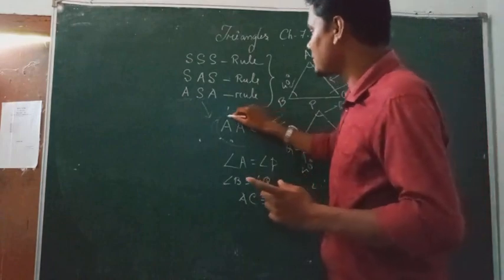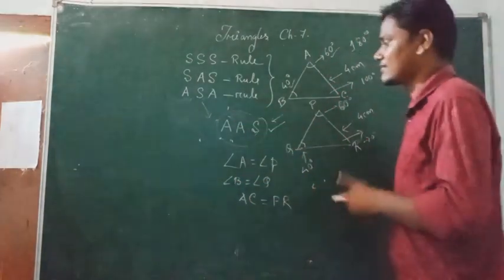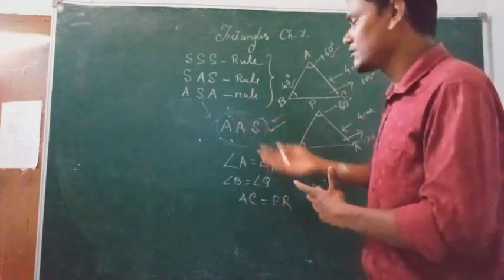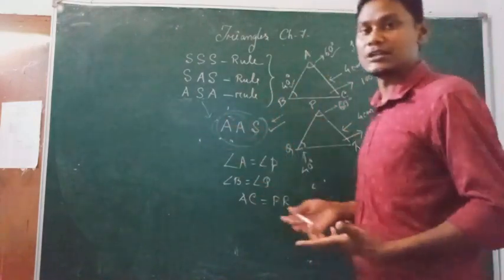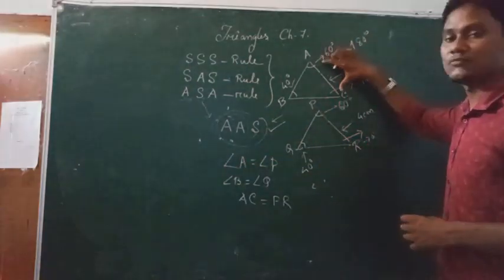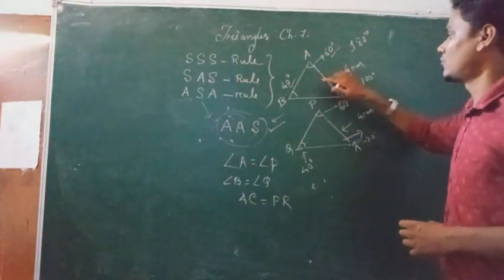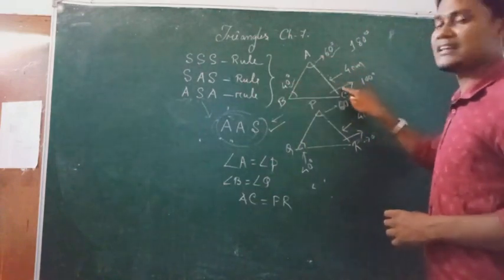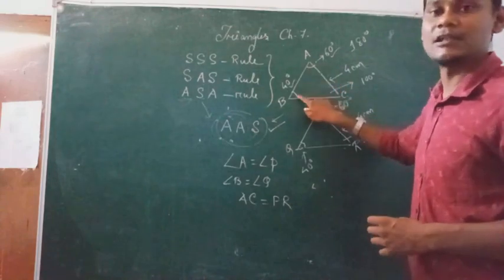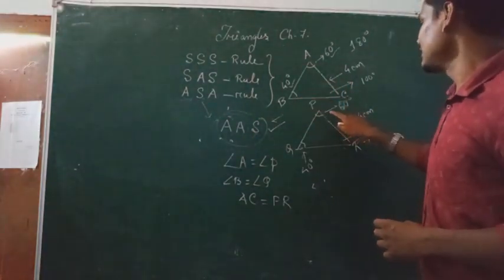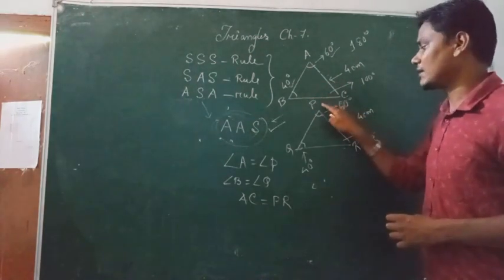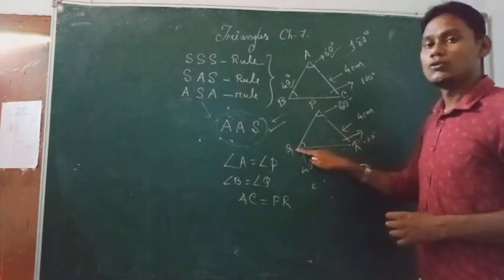So that's why this particular rule exists. That means the angle side rule exists. This rule can be used where the side is not included in between the two angles. In the figure that I have drawn on the board for triangle ABC, the side AC is not included in between angle A and angle B. Similarly, this side, PR, is not included in between angle P and angle Q.